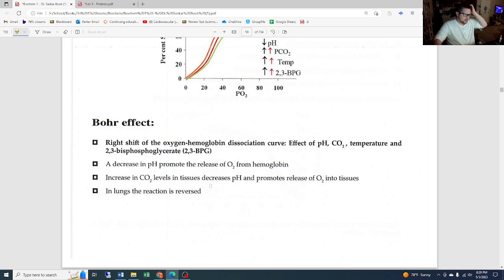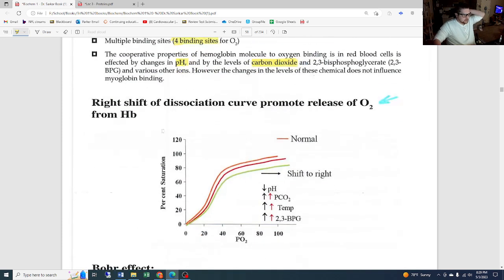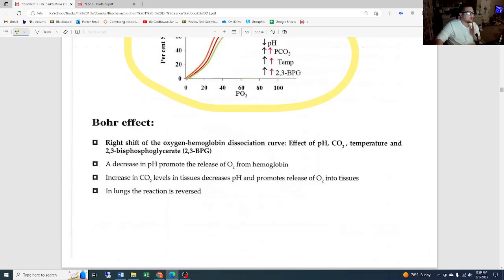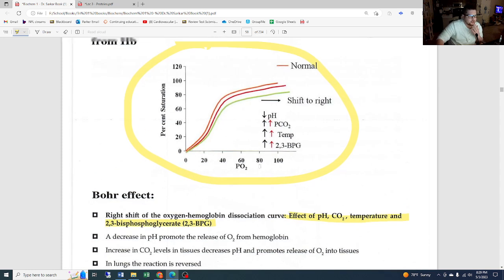The Bohr effect. This is what this curve here is showing. For the Bohr effect, you mostly just want to know the definition. It's the effect of the pH, the CO2, the temperature, and the big long 2,3-BPG, causing a right shift of the oxygen-hemoglobin dissociation curve. So it's causing a shift. Orange is the normal, and it's shifting to the right.